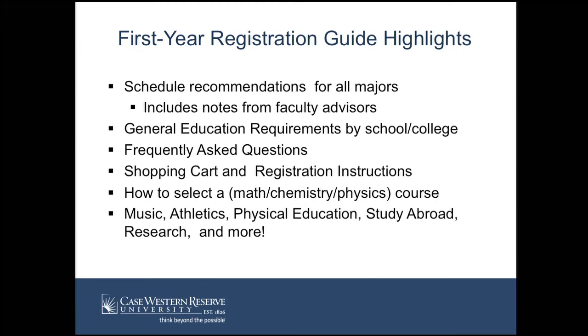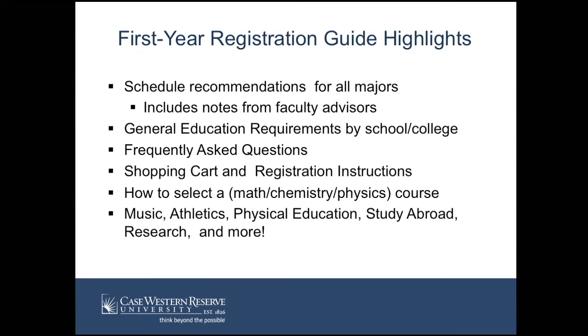If you haven't accessed it yet, all you need to do is go into the new student checklist, go to the first year registration item under the academic advising section of the checklist, and click on the registration guide. It's a PDF. You can download it and save it. And once you do that, then you'll also be able to start logging into SIS and use the SIS tools to start planning your course schedule.